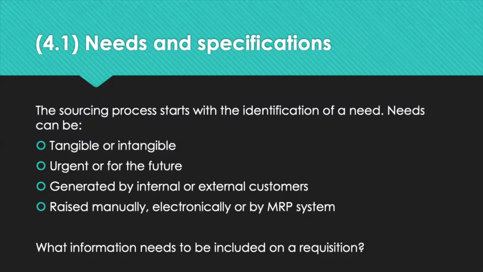So think about what information you need to include in a requisition. Make a list of all the things. What I'd expect you to see is the what, which is the product or the service description. The how much, which is the quantity that you need. The when, which is the date that's required. And the where, which is the delivery address. And finally, the why. Why is the need there? Why has it been identified?